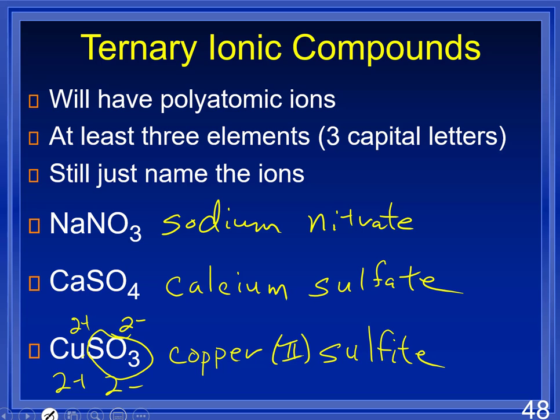Just naming the pieces. Got to figure out the charge. Remember, polyatomic ions stick together. They have a charge, so that 2 minus does not get multiplied by the 3. Those 4 atoms, SO3, somewhere in those 4 atoms are 2 extra electrons. So it's just 2 minus.